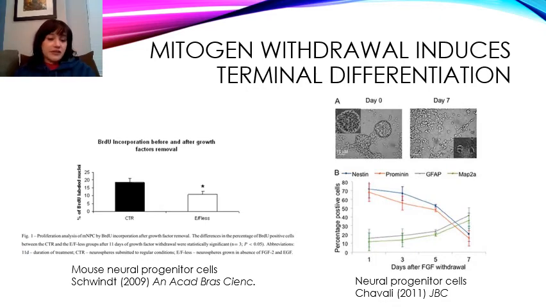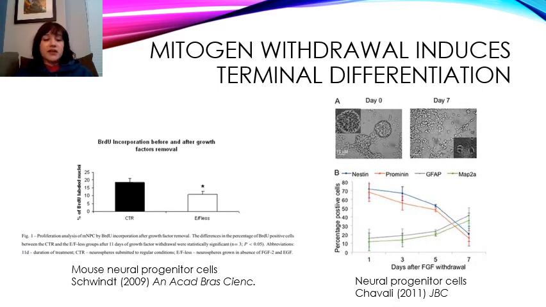So if you look on the left, this is an example from a publication where they looked at levels of cell proliferation as indicated by BrdU labeling. And you don't need to know how BrdU labeling works, just that the more BrdU-labeled cells there are, the more cells are proliferating. And so when they have the cells in the regular control conditions, you can see that about 20% of the cells are dividing, or BrdU positive. And when they remove the growth factor, when they remove the mitogens, in this case, it is fibroblast growth factor or epidermal growth factor.